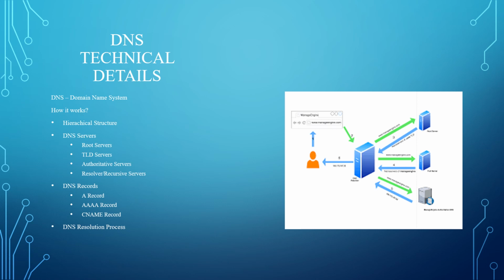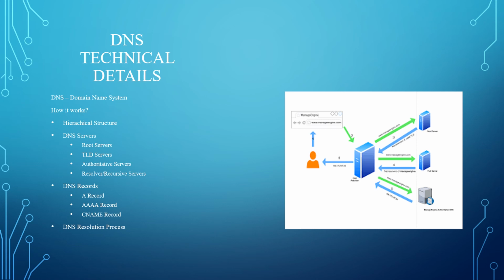DNS records are stored on an authoritative DNS server and provide information about a domain. Common DNS record types include the A record, which maps the domain name to an IPv4 address, the AAAA record, which maps a domain name to an IPv6 address, and the CNAME record, which provides an alias for a domain name, used commonly for subdomains and domain redirection.